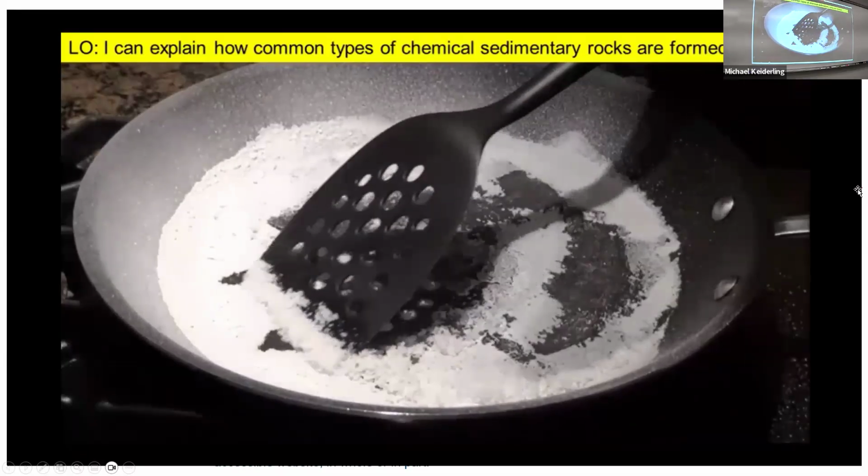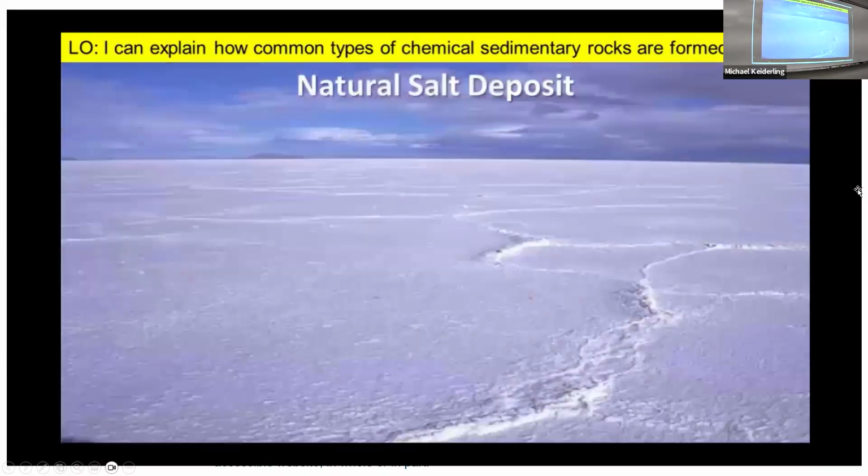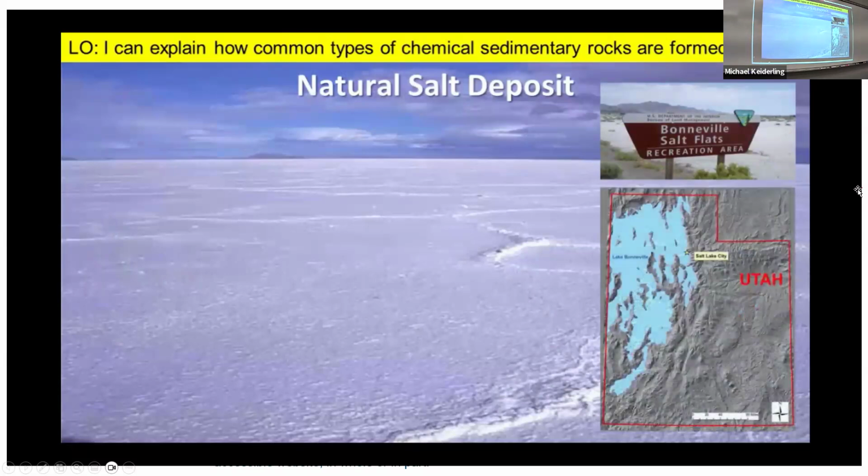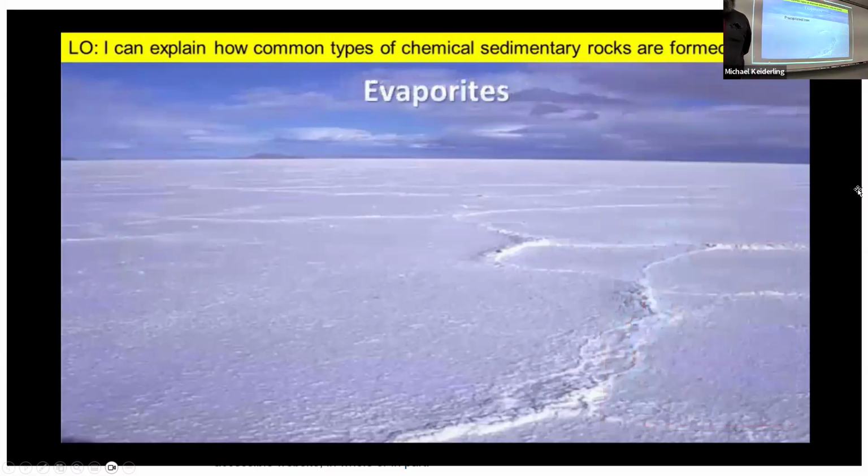Essentially the same thing happens in nature, just not as quickly. This occurs when water in isolated seas or lakes evaporates, leaving behind dissolved minerals. For example, ancient Lake Bonneville covered much of Utah 10,000 years ago. Most of the lake dried up, leaving the flat lake bed covered in a layer of salt.